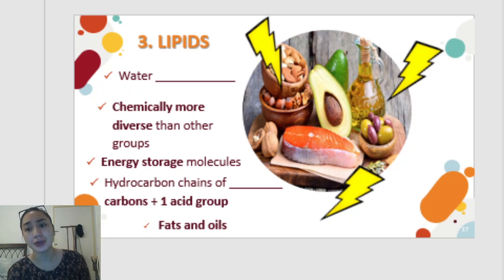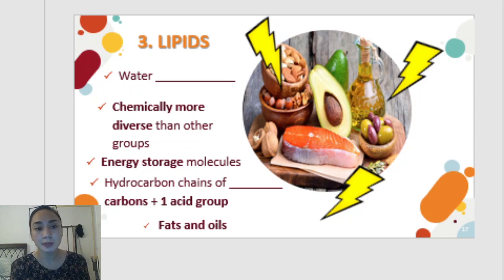Lipids. So if I ask you, are lipids water soluble or water insoluble? Malalaman natin yung sagot after this slide. So lipids are chemically more diverse than other groups. Ito yung tinatawag na isa sa mga energy storage molecules, and they also have hydrocarbon chains. Tingnan din ulit natin after this slide.